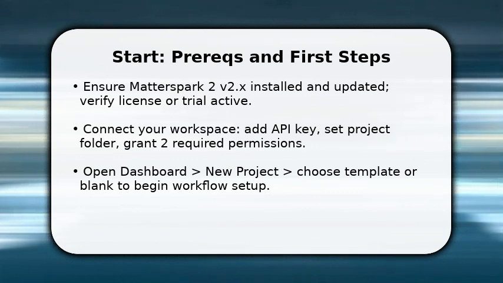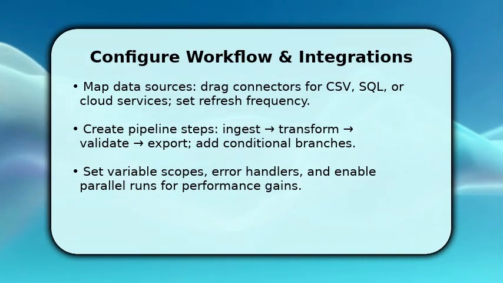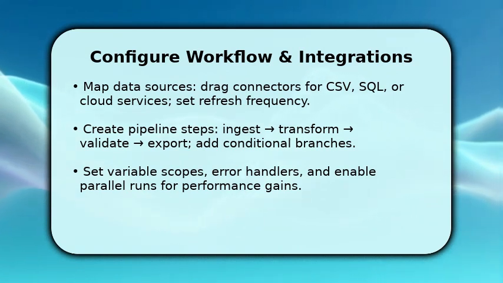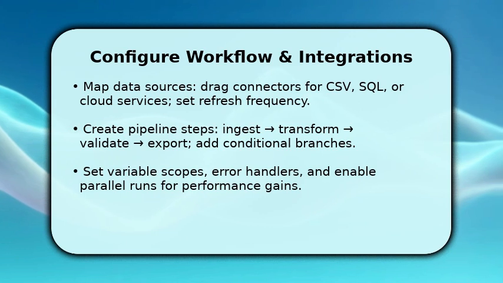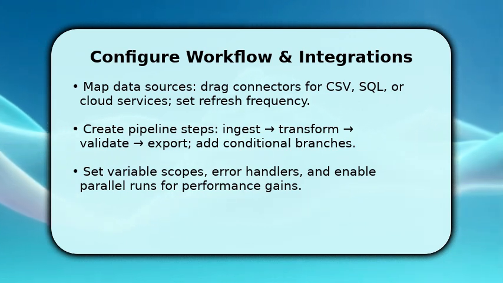You now build the core pipeline. Drag connectors to map your CSV, SQL, or cloud sources and set a sensible refresh schedule. Then assemble steps in order instead of random blocks. Ingest, transform, validate, and export. Add conditional branches where data diverges.